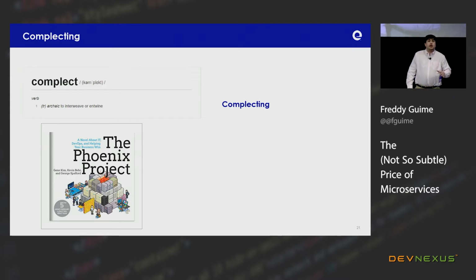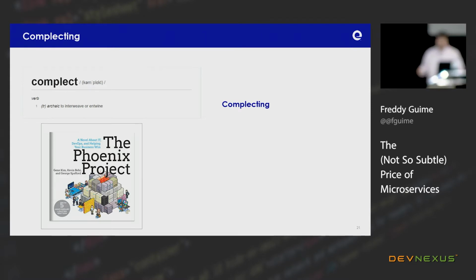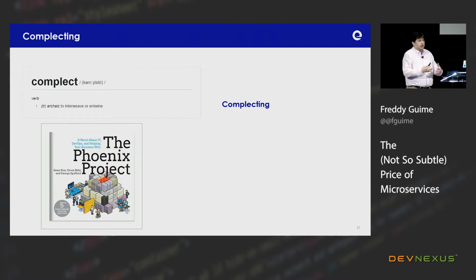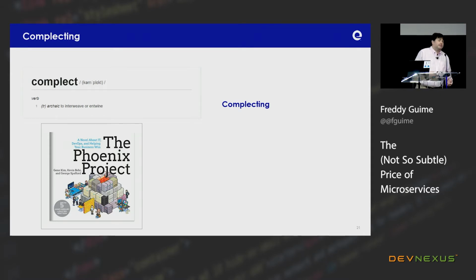Every time you create a new microservice, depending on how you slice it, you might be running into complecting. Complecting is an old word that means to intertwine, and it started being used a lot in our industry around the time the Phoenix Project book came out. This book talks about how to elevate a traditional company to be more DevOps, more agile, and the things you have to do. And one of the things they say about why things took so long is that when you split your services, sometimes you split them in a way that you really didn't split them, but essentially tied them up.